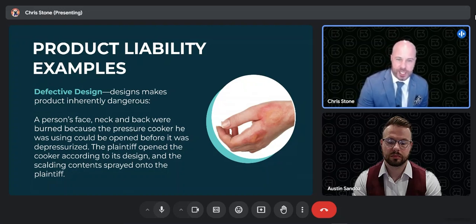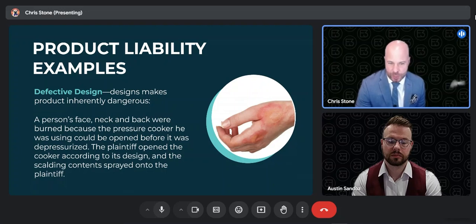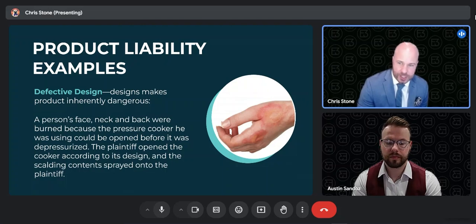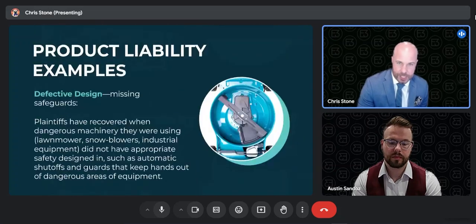Product liability examples like defective design. A person's face, neck, and back were burned because the pressure cooker he was using could be opened before it was depressurized. The plaintiff opened the cooker according to its design and the scalding contents sprayed into the plaintiff. This is again a product defect that falls under product liability, not general liability.